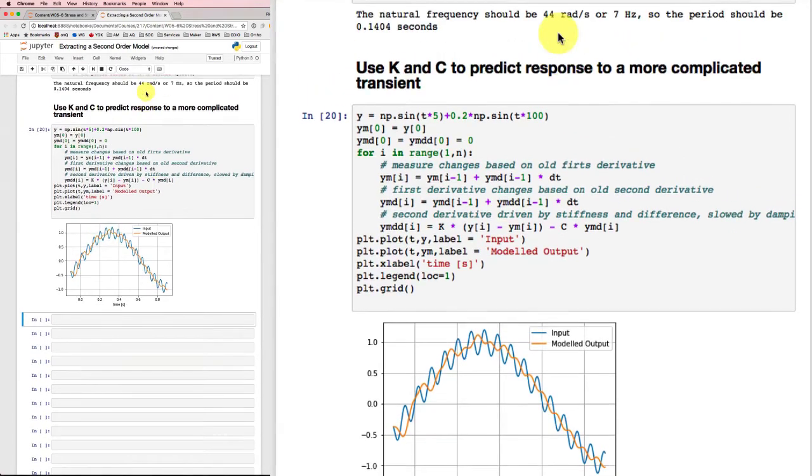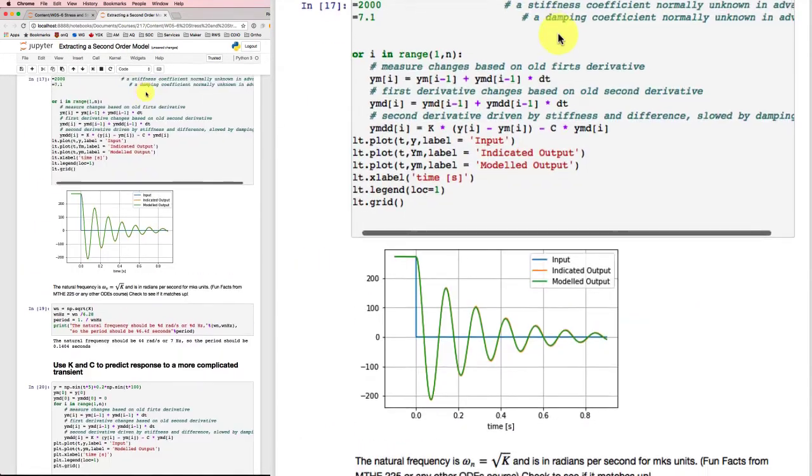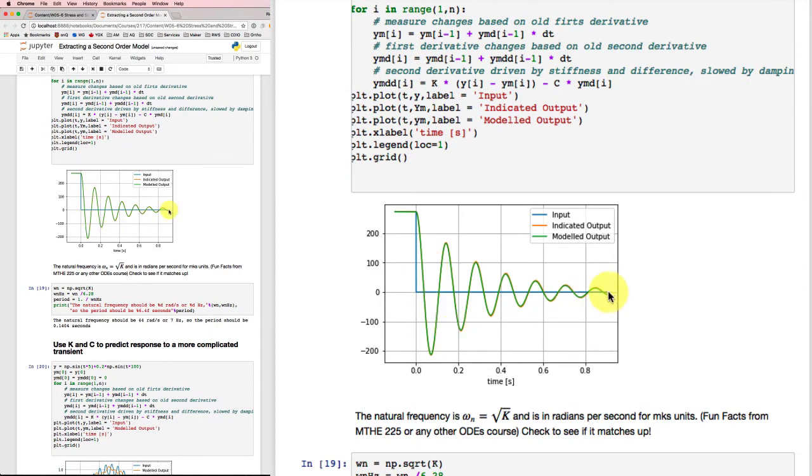I can go back and extract K and C from this step function response by curve fitting to make my modeled response match the actual measured response. And that's the approach that you take in practical application. You would apply a step function to your transducer and watch to see it oscillate like that. Then you would tune your model to make sure it matched up in all important respects. Get the frequency about right, get the decay about right.